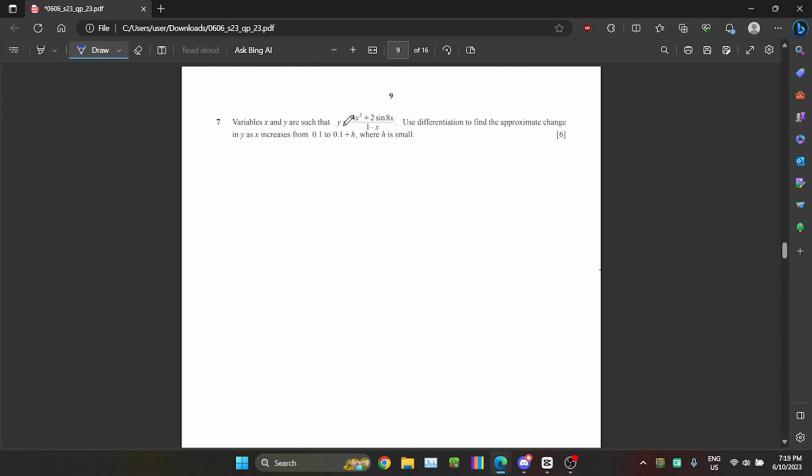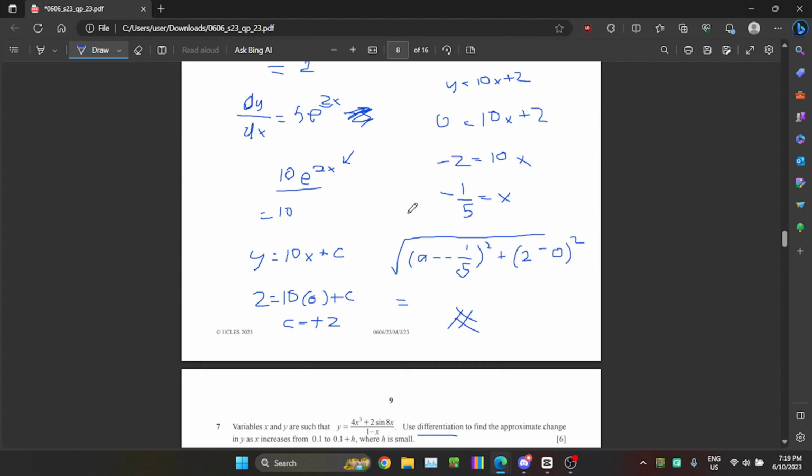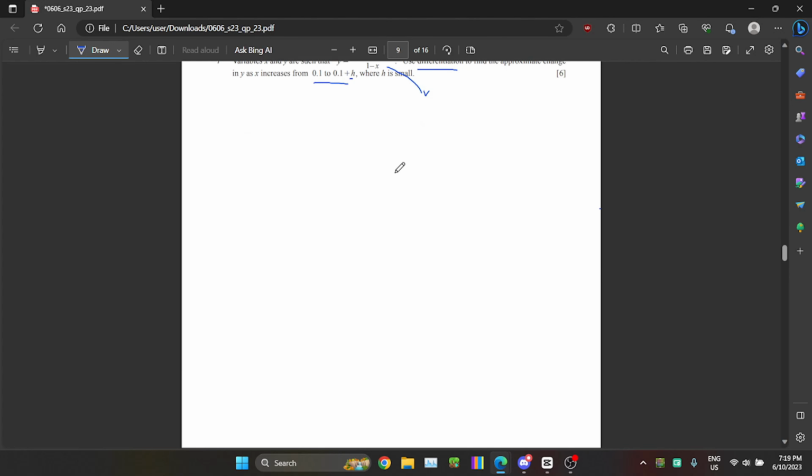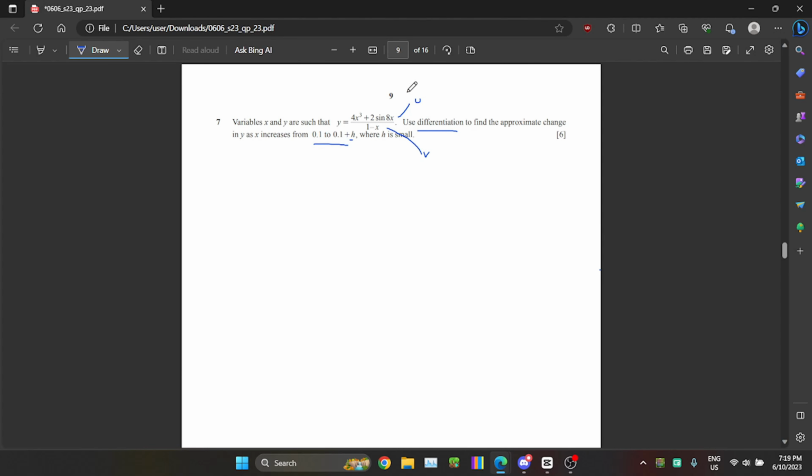Variables x and y are such that y is related to x by, oh my god, what is that? Use differentiation, which is dy/dx, to find the approximate change in y as x increases from this to this plus h. We don't know what it is, but we don't need to know. This is pretty complicated, so I'm going to use the quotient method, u and v, the shortcuts I learned from studying Add Maths for only 3 months. So let's differentiate this.